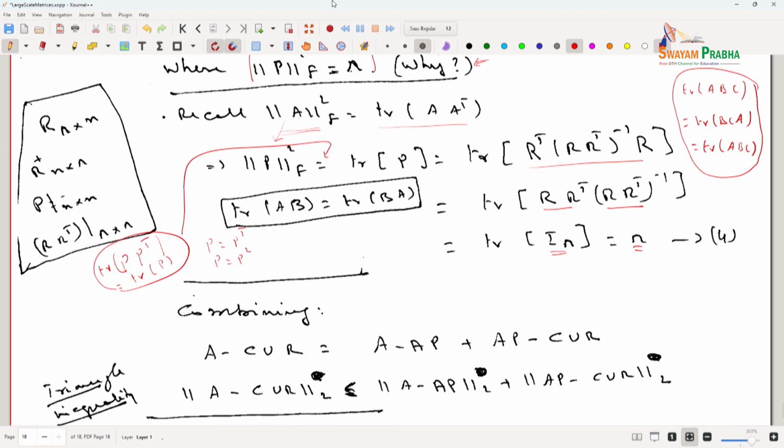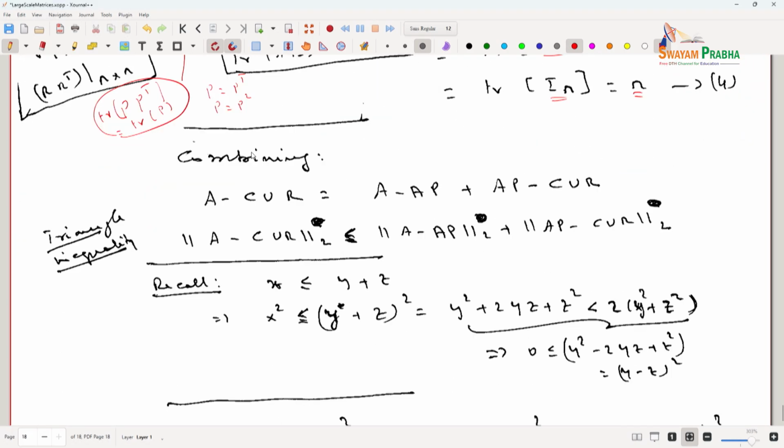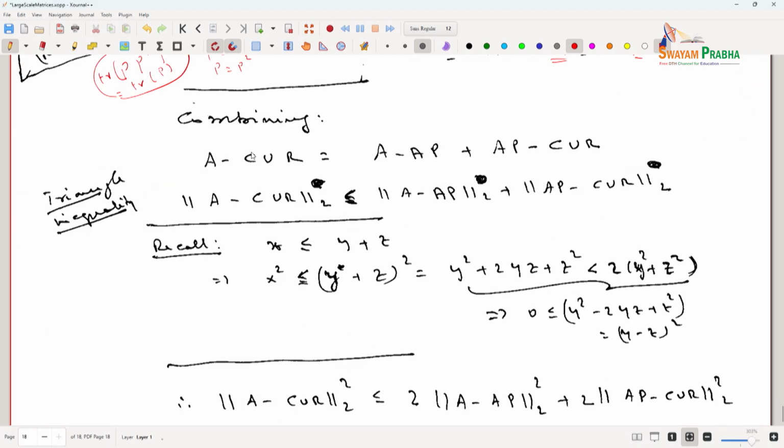So, by combining all these results, A minus CUR is A minus AP plus AP minus CUR. So, what is it that I am trying to do? I am going to add and subtract a particular term, that is a usual mathematical trick. So, I am trying to express this as a sum of two matrices.